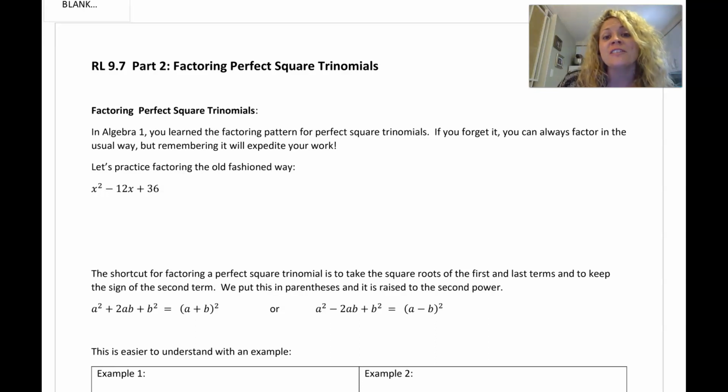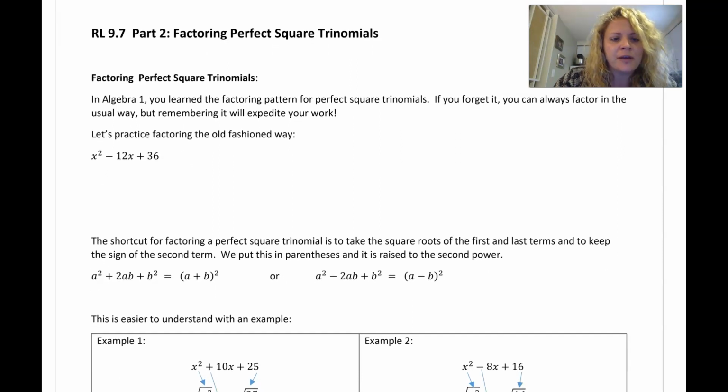All right, so in our first video, we learned what a perfect square trinomial is and how to complete the square. In this video, we're going to remind ourselves of the factoring pattern for a perfect square trinomial, because once you pick up the pattern, it's really easy. So let's review factoring the old-fashioned way.